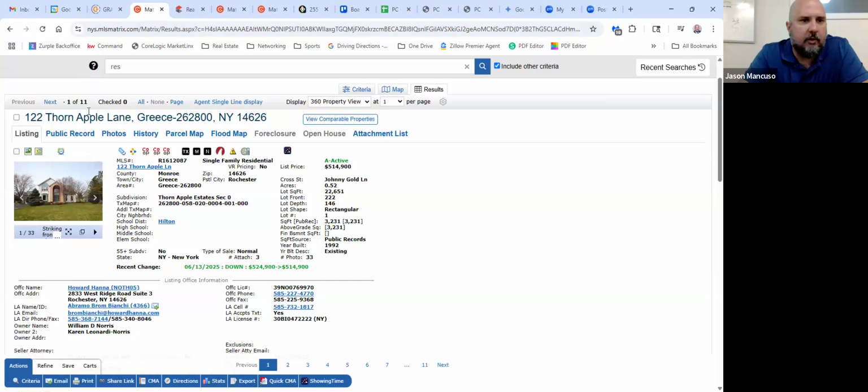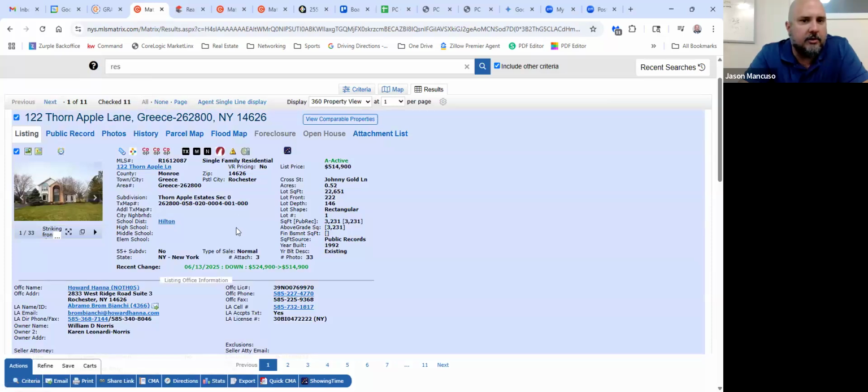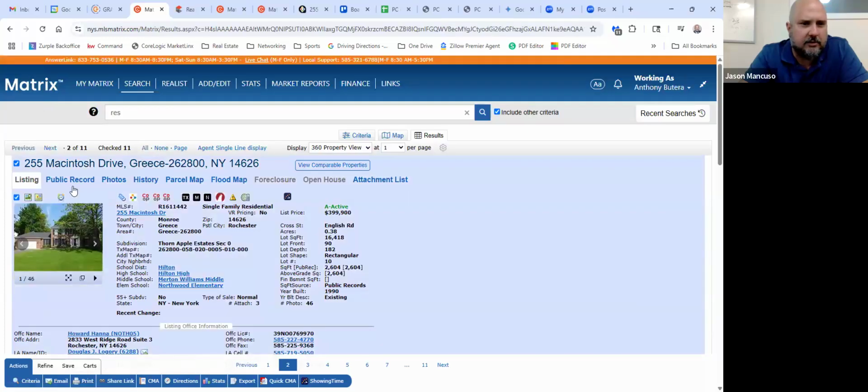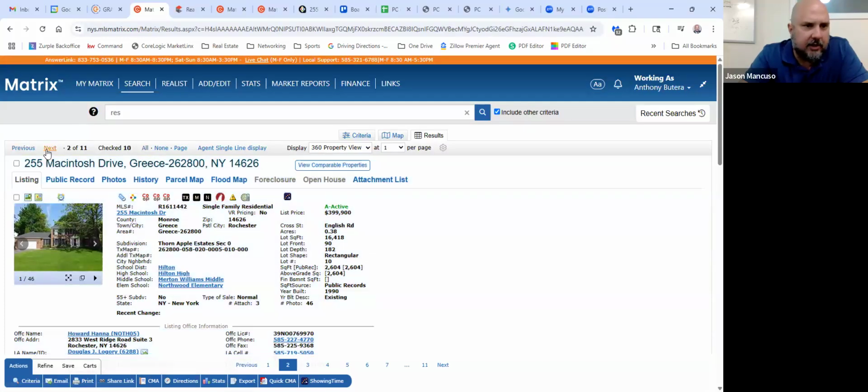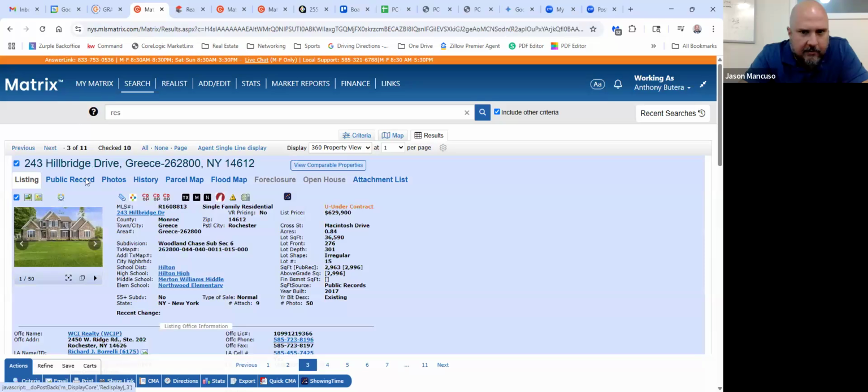And I'm just gonna start. One of the things I do is, depending on how I think it's gonna go, I'm gonna select all of them and then deselect the ones that I don't want. So this one here on Thornapple, bigger, but near the same built time frame, much higher price, but it looks like they're struggling to sell. I'm gonna come back to that, see what we got. Here's our house on McIntosh. So I'm just gonna take that up.